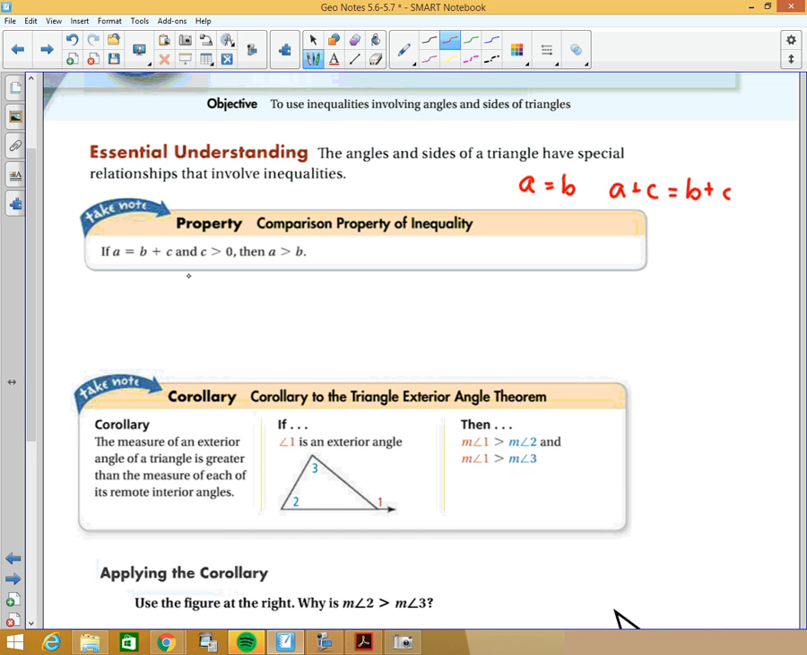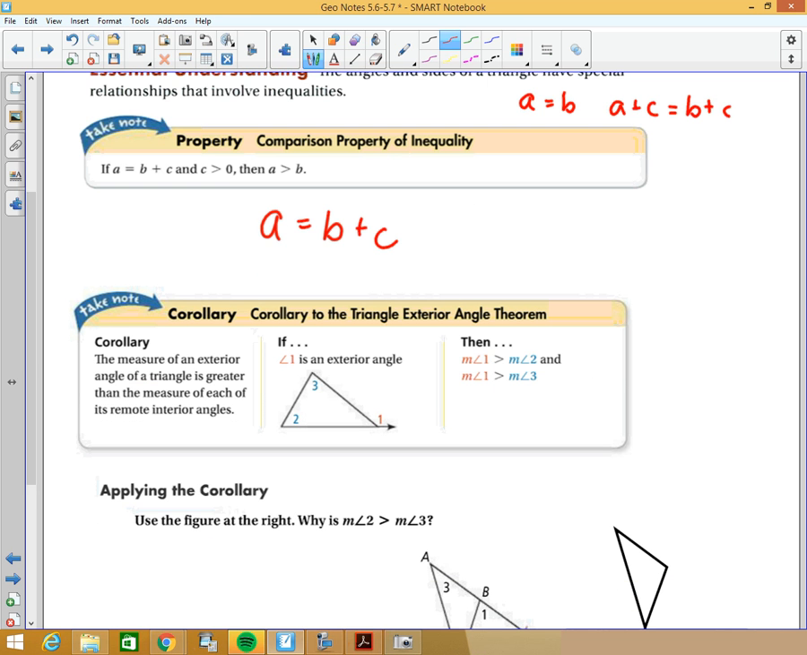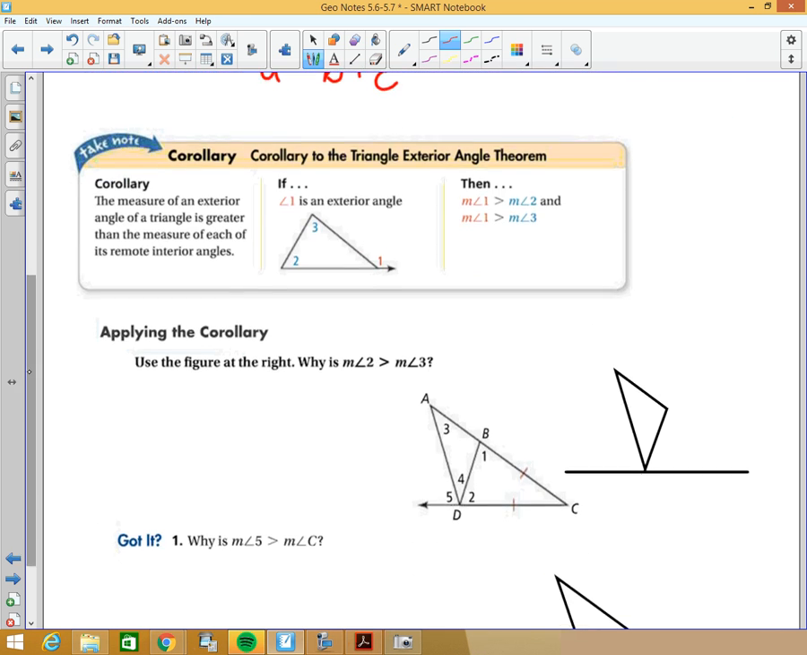Basically what it states is that if A is equal to B plus C, and both B and C are greater than 0, then A is greater than B. Which makes sense because if A is equal to B plus C, then A has to be greater than both B and what? C. And so that's the inequality property. That's not really a new property for us, but I'm not sure that we've actually looked at it written that way.